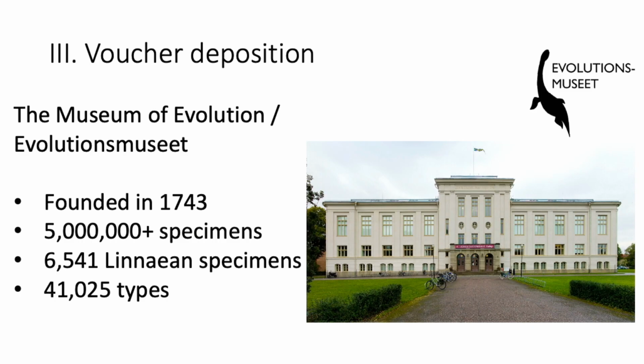Since I work at the Museum of Evolution, I just wanted to show you this Museum of Zoology that we have here, that was founded essentially by Linnaeus in 1743. We currently have more than 5 million specimens, more than 6,000 specimens that are connected to Linnaeus, that we call Linnean specimens, and more than 41,000 types, so original specimens from new species.